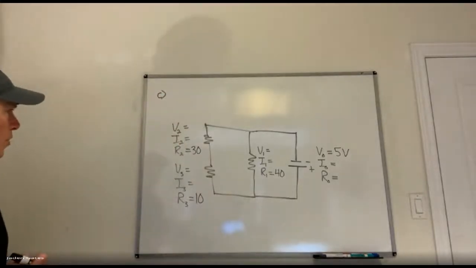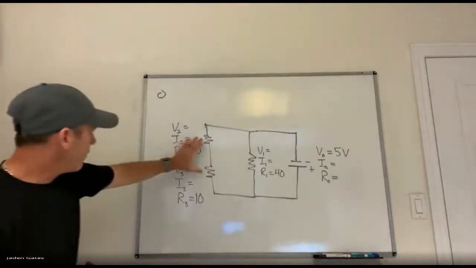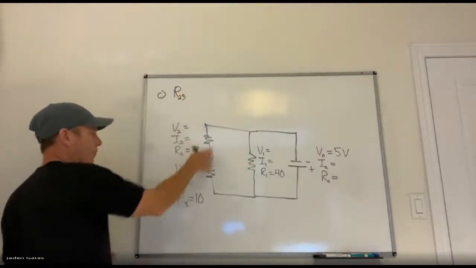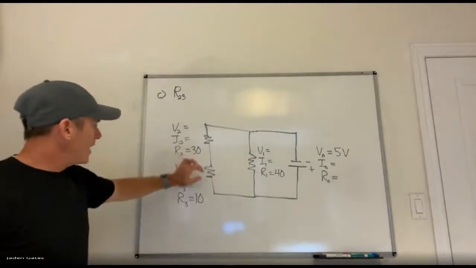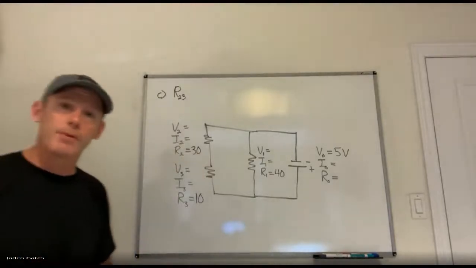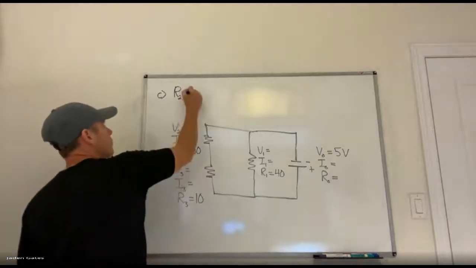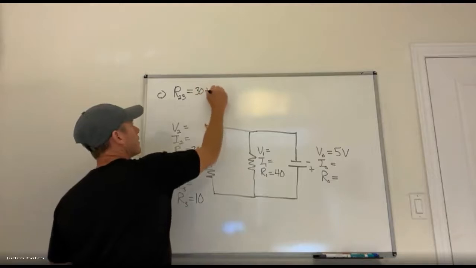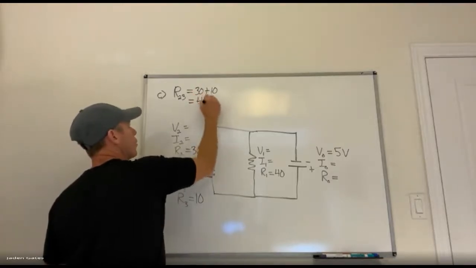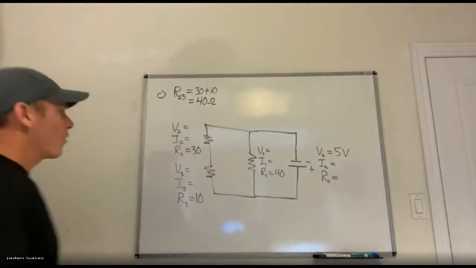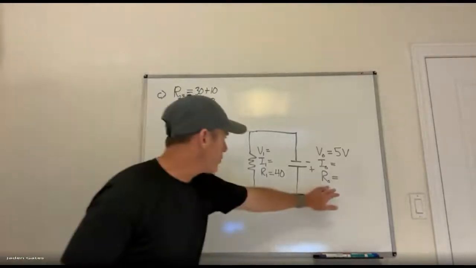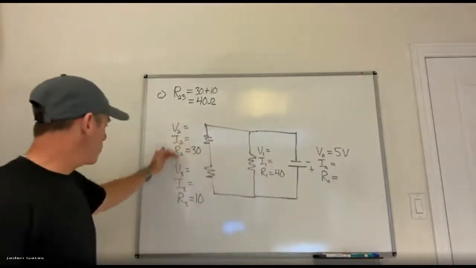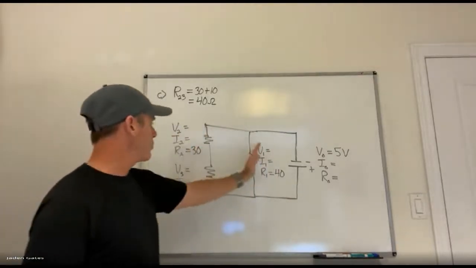And so first off, I can find R2,3 by combining R2 and R3 here. Because they are in series, all I have to do is add them up. That's always a good thing. So I just take my 30 plus my 10 here. And of course, that would be 40 ohms. Now, again, I'm looking for R0. So I've combined these two. But again, R1 and these two, R2 and R3, are in parallel to each other.